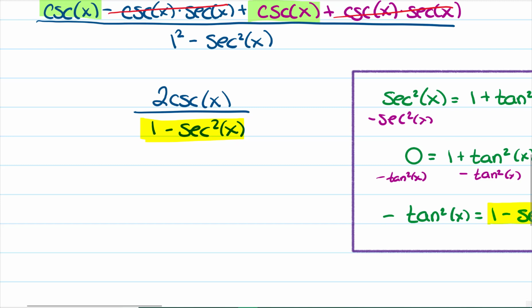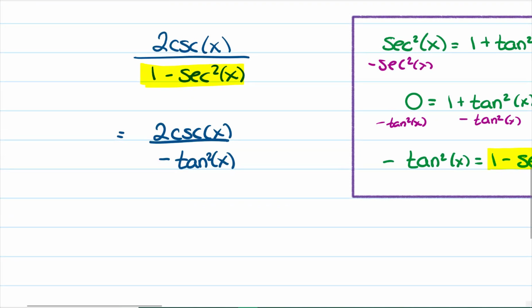So now that's going to turn my fraction into 2 cosecant of x divided by negative tangent squared. And this is still kind of a mess, so I'm going to clean it up. This is going to be negative 2 cosecant of x times cotangent squared. And that's it. You're all done.